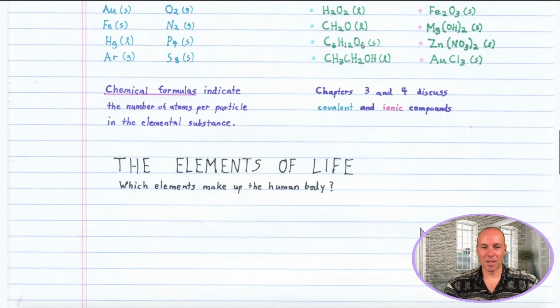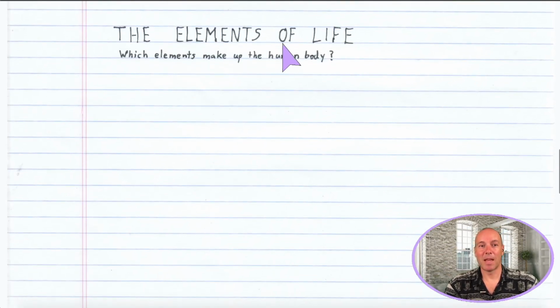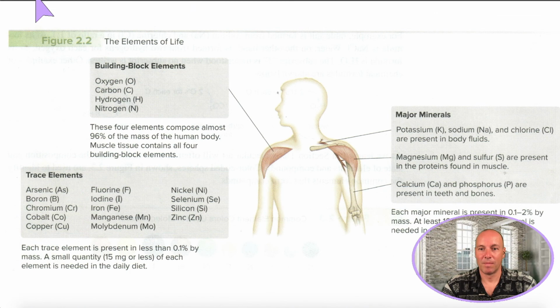Now, to finish off this lecture today, let's discuss the elements of life. So which elements make up the human body? And your author has a nice diagram of this. So here are the elements of life. In other words, the elements that make up the human body.